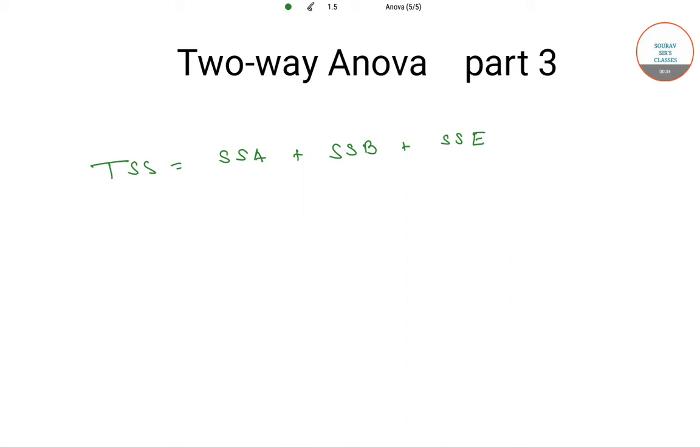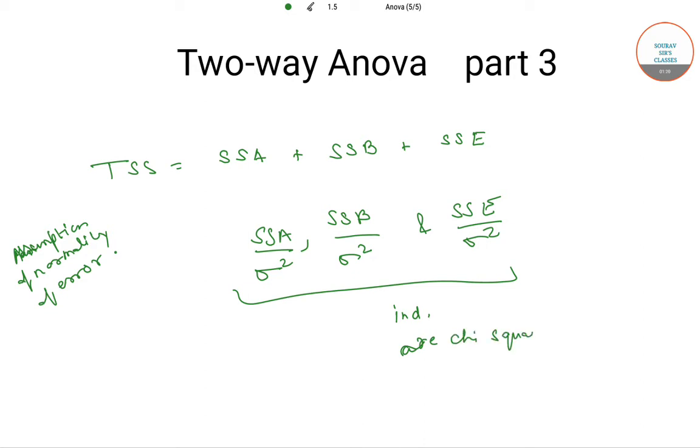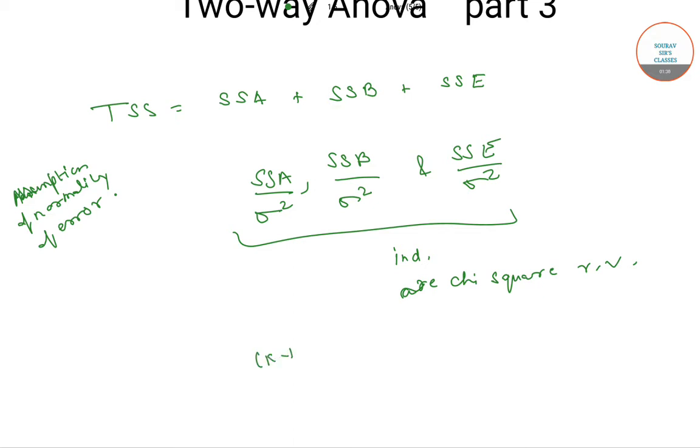Now, under the assumption of normality of errors, we can say that SSA by sigma square, SSB by sigma square, and SSE by sigma square, these three are independently distributed chi-square random variables. So they are independent and they follow chi-square distribution, with degrees of freedom k minus 1, L minus 1, and k minus 1 into L minus 1 respectively.